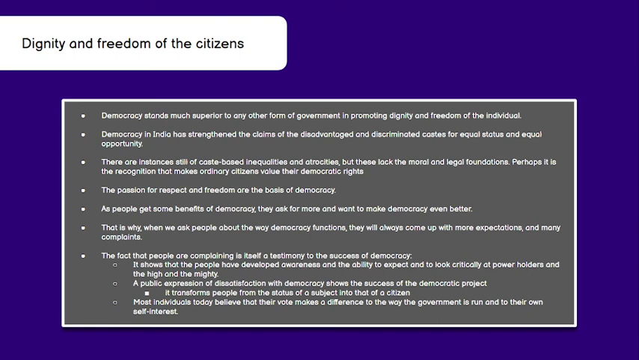So a public expression of dissatisfaction with democracy shows the success of the democratic project. Okay, and it transforms people from the status of a subject into a citizen. So the public expressions, what we express, our dissatisfaction with democracy and our expectations to get better, all these things make us from a simple person to a citizen of a country. Most individuals today believe that their vote makes a difference to the way the government is run and to their own self-interest. That is why when we ask people about the way democracy functions, they will always come up with more expectations and many complaints.